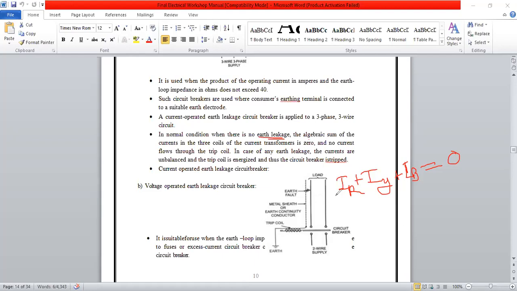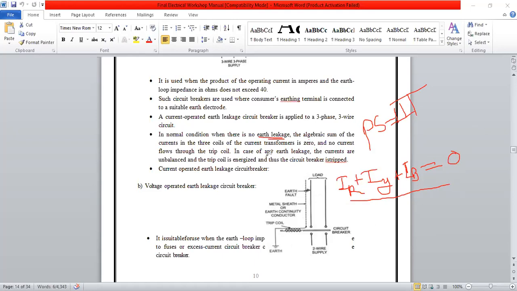If there is no earth leakage, then the sum of algebraic current flowing through each coil or each line will be 0. So this condition you will study in power system 3. Power system 3 मध्ये आहे तुम्हाला. Okay, now no current flows through the trip coil, मधून करंट फ्लो होणार नाही. That means if current flows through the trip coil, the circuit will trip. Okay, so in that situation there is no current flowing through the trip coil.